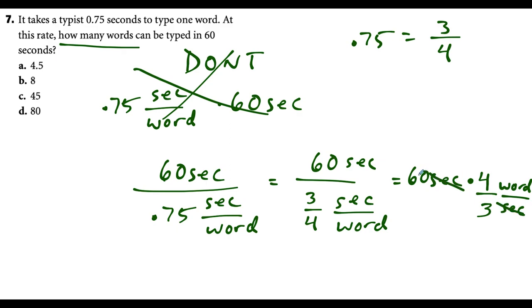And then here, I could do this two ways. I could do 60 times 4 is 240, then divide by 3 and get 80. Or I could just do 60 divided by 3 is 20, and then 20 times 4 is 80. So the answer to this is going to be 80 words. And we'll just make this plural so it actually makes grammatical sense.